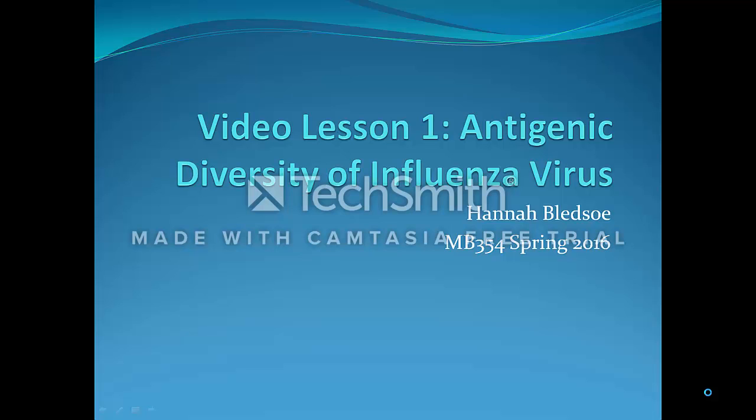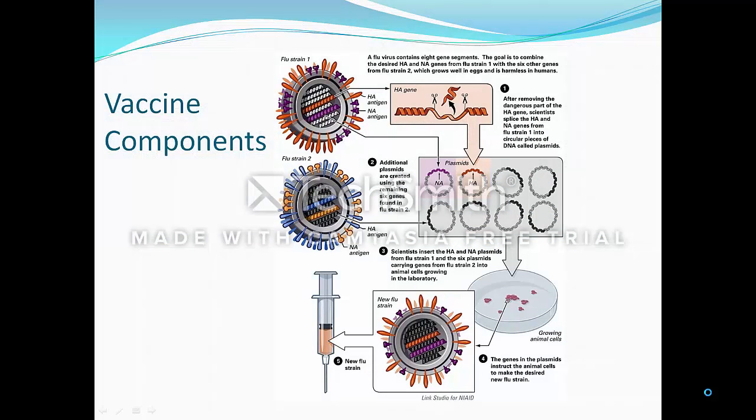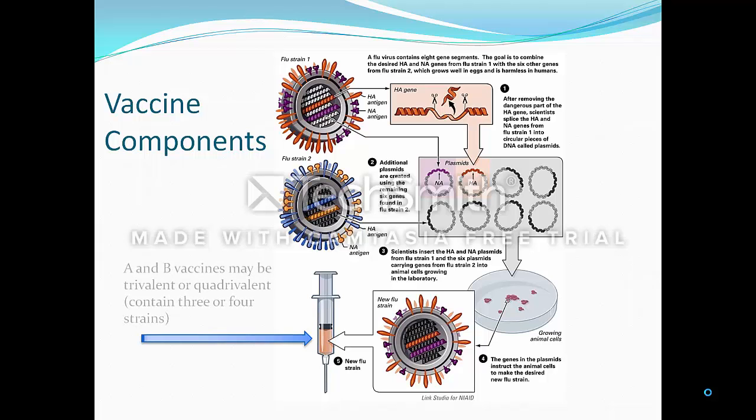Welcome to video lesson 1 on the antigenic diversity of the influenza virus. The CDC and NIH both recommend receiving an annual vaccine for the flu. Flu vaccines contain 3 or 4 of the most common A and B type strains of the flu for that year.